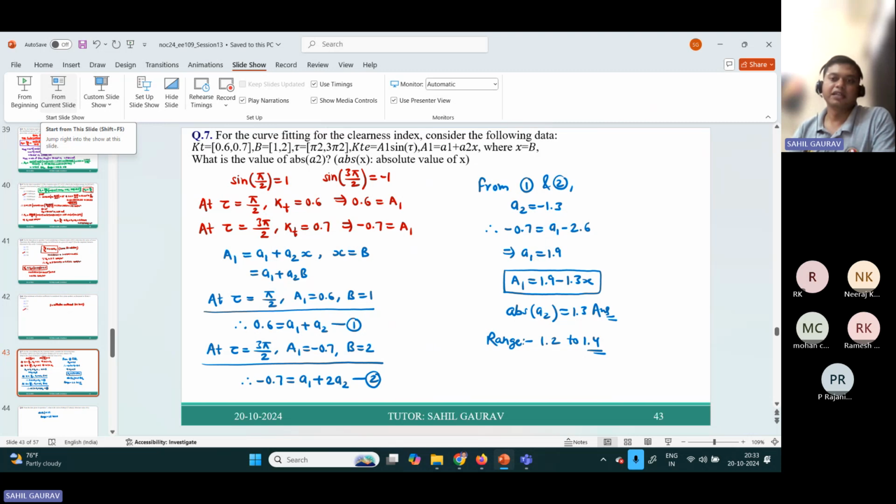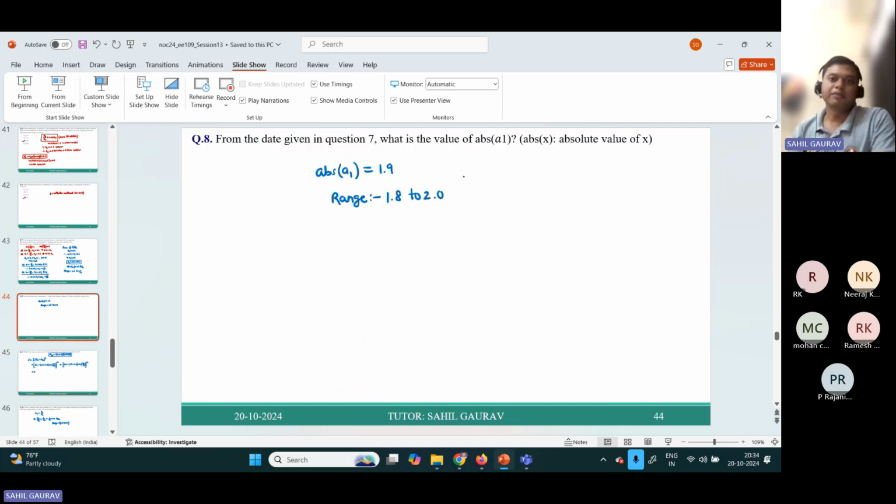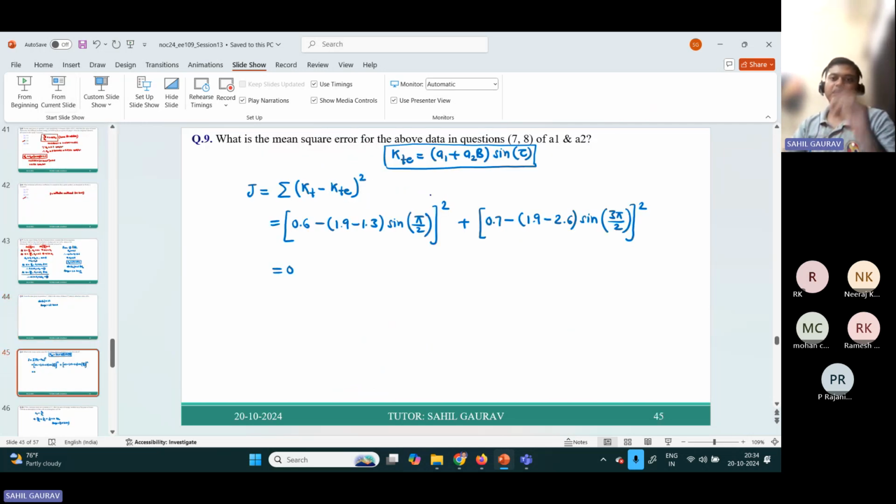Therefore, we will get A1 as 1.9 and A2 as 1.3. Now we compare: this epsilon of A2 will come as 1.3, and this epsilon of A1 will come as 1.9. Now they are asking about this mean square error. So mean square error will be the actual value minus the estimated value, whole square.